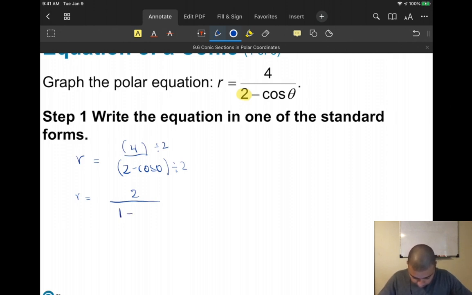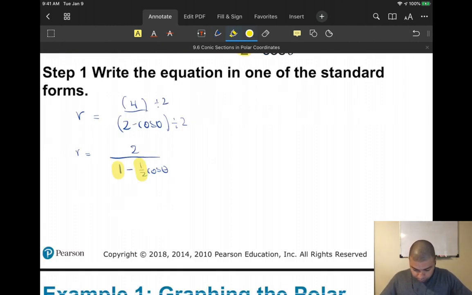have to divide cosine as well, right? That's what we have. It's the same as multiplying by 1/2, dividing by 2 is. Okay, cool. So now that I have a 1 here, now I can easily see that that's e. So e equals 1/2, which is less than 1. Remember, this time, rather than compare it to 0, I'm comparing it to 1. And when it's less than 1, then I see that that's an ellipse.